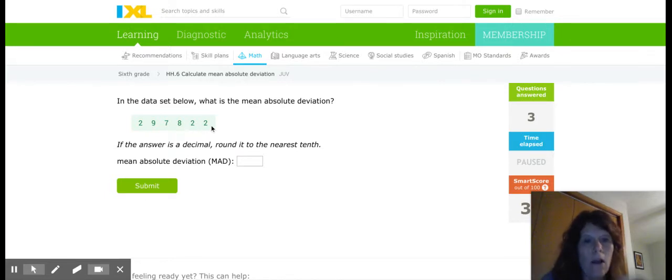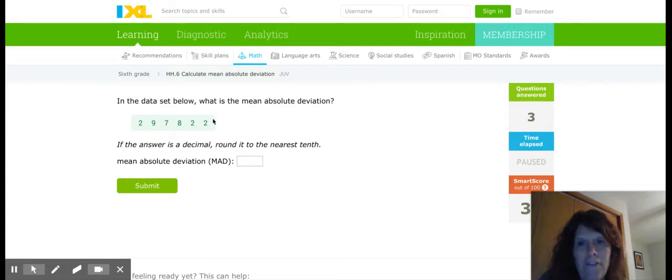You're going to need to add that whole set of data up, and then we'll divide by the number of data. So you're going to divide by 1, 2, 3, 4, 5, 6. So you should come up with the number 30 divided by 6. 30 divided by 6 is 5. So your first step is finding the mean of our data. So we found the mean of our data.